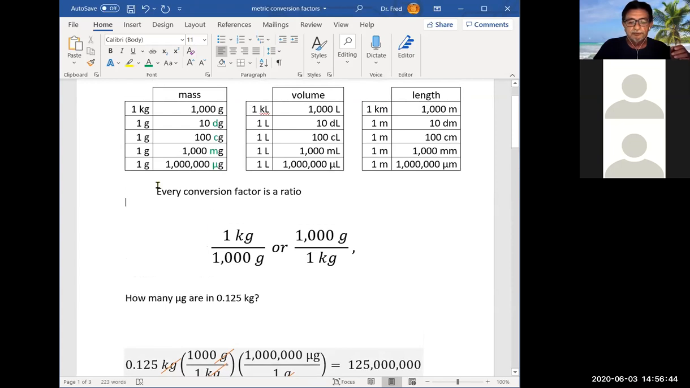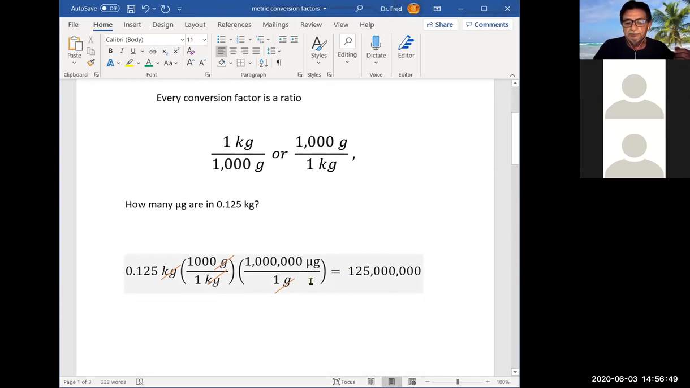Well, what other factor do I know? I know that in 1 gram, there's 1,000,000 micrograms. So I set it up with micrograms in the numerator because those are the units I'm looking for, and my grams cancel. So you can see by following the units and canceling things out, I got the problem set up properly. Now I simply plug it into my calculator and do the math. And so I end up with 125 million.